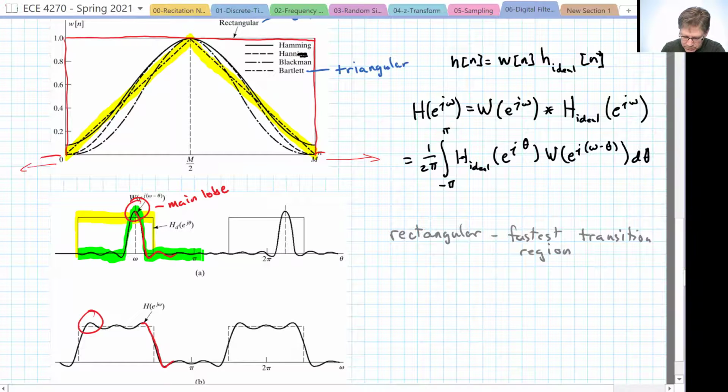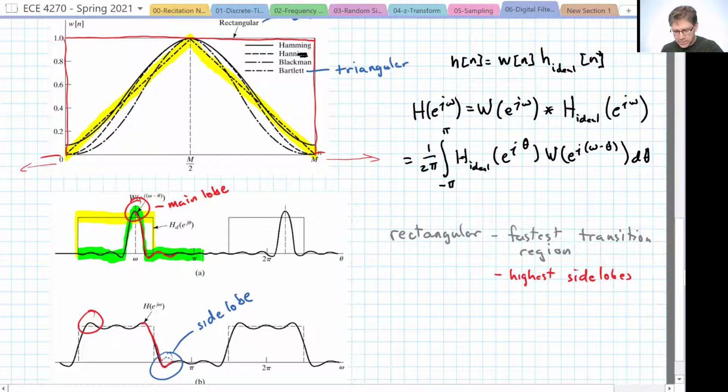Something else to note, though, is that we overshoot. We don't go down to zero, we go beyond it. Now when we're looking at the magnitude response, this is going to bounce up. And this is called a side lobe. So the rectangular window has the fastest transition region, but also the highest side lobes. In its race to get down to 0, it overshoots.